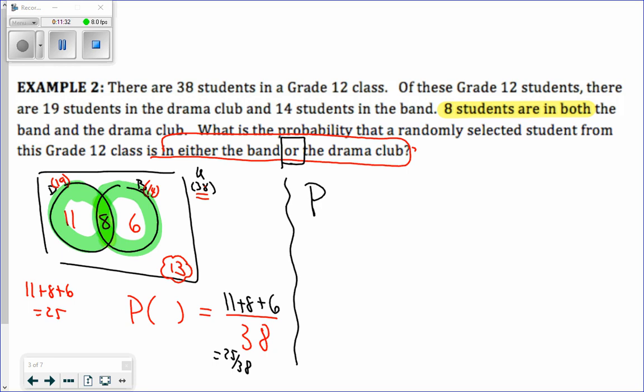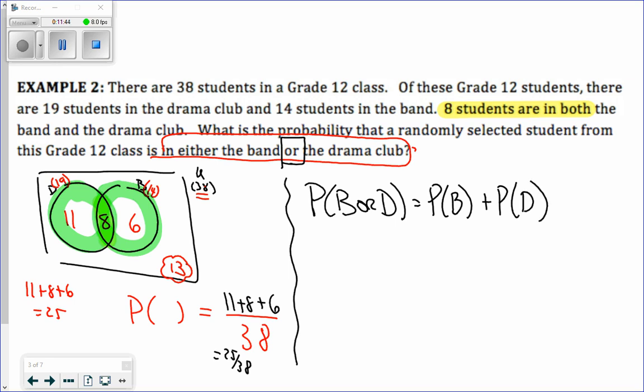If you want to use the formula, see how the question says or? So we want to do probability of band or drama. The formula is the same regardless. So we're going to go probability of band plus the probability of drama. Then we have to decide, does this scenario have overlap? And yes, it does. So we're going to minus off the overlap.